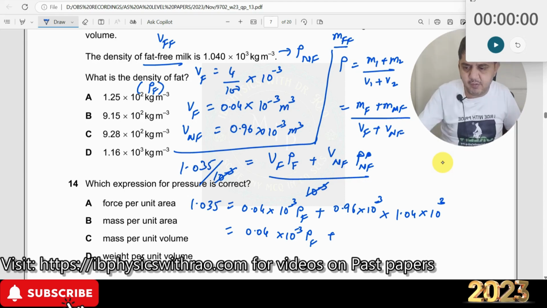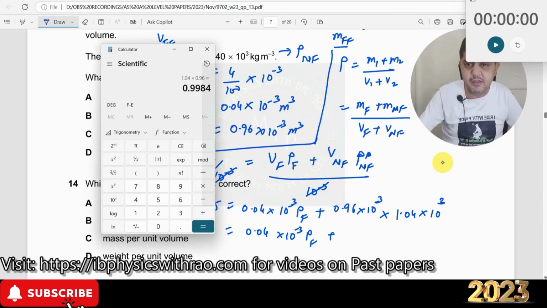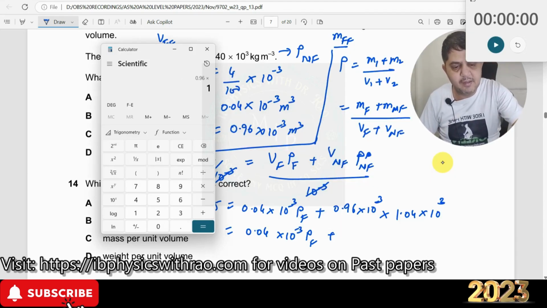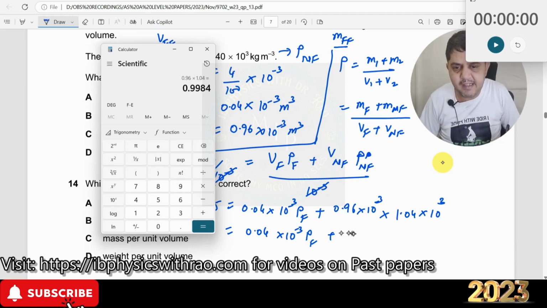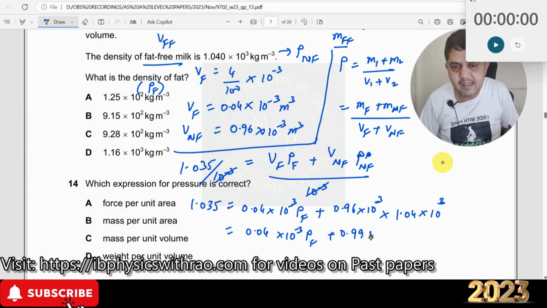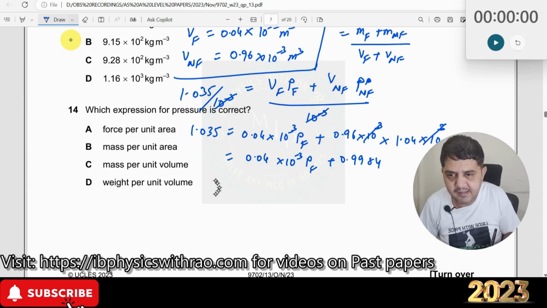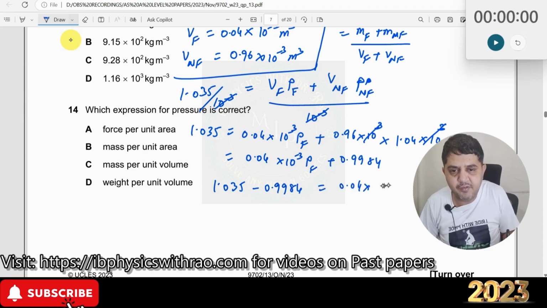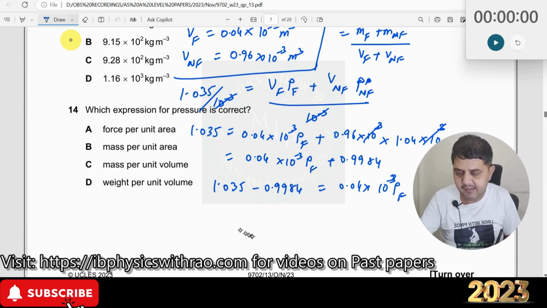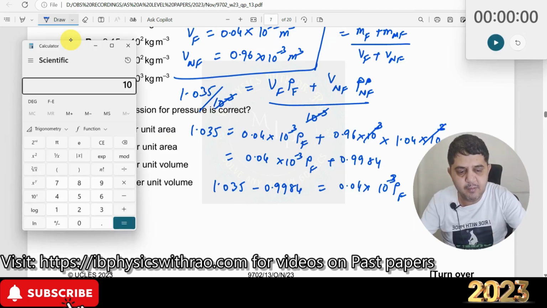if I simplify this, what do I get? 0.96 into 1.04 will give me 0.9984. Now let us solve this. I'll write 1.035 minus 0.9984 is equal to 0.04 into 10 to the power of minus 3 rho F. This is what we have got. Now let us simplify this.